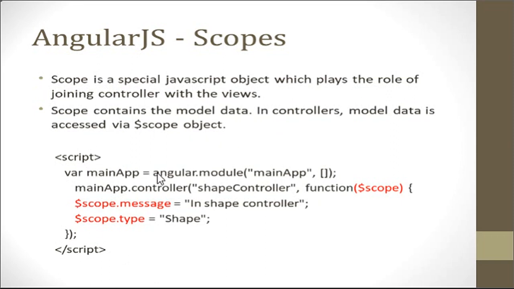Just see now, this is simple code for how scope should be used. So here I started my script and ended my script. Here I created my angular.module with the main app and an empty array. Here I created my controller. So my controller is shapeController, and the function takes $scope. I pass the message in shapeController, and my scope type is the shape.